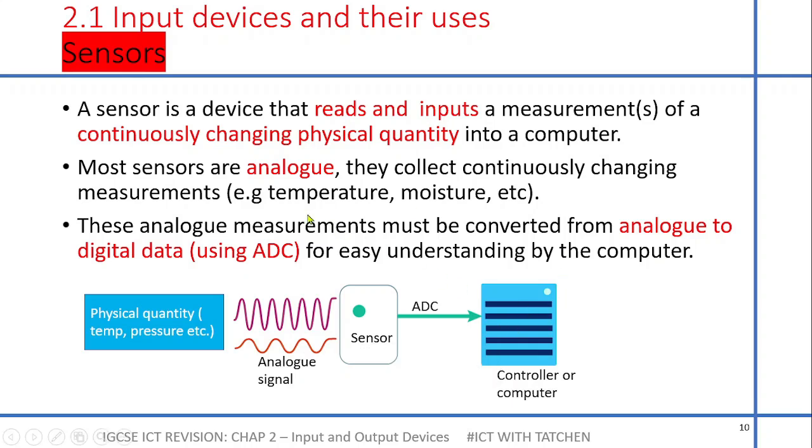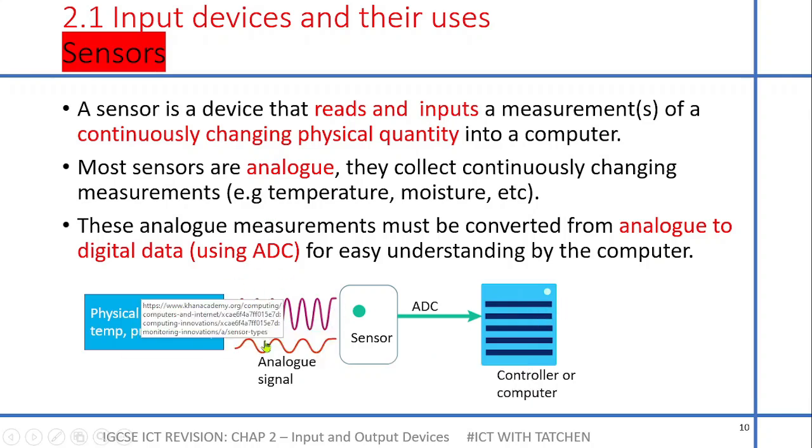But now there is one thing we need to take note of. Most sensors are analog in nature because they need to measure analog data. So when this analog data is captured, it must be converted to digital data because the computer only understands digital data. As we saw in chapter 1, there was emphasis on this. Whenever you have analog data, you must convert it to a digital form using an analog to digital converter so that the computer can understand whatever you're talking about.